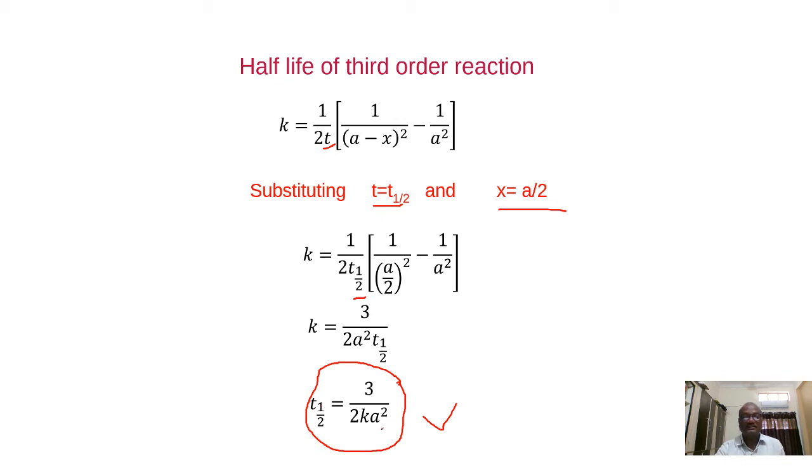In the case of zero order, T of is directly proportional to A. In the case of first order, T of is a constant, independent of concentration of reactant. In the case of second order, T of is inversely proportional to A. In the case of third order, T of is inversely proportional to A square. They are the relations of T of in different orders of reaction.